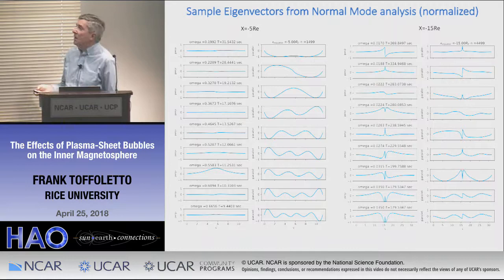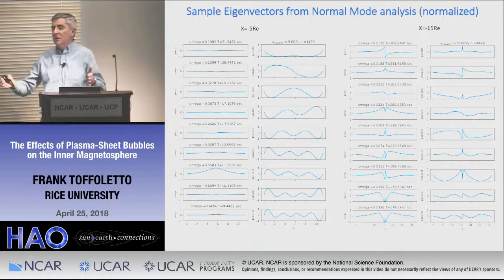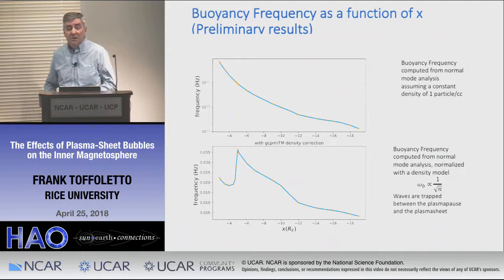So here the first buoyancy mode is shown in this particular frequency range. What we've done is we've taken a whole series of field lines starting from the inner magnetosphere going out into the tail, and tried to compute the buoyancy frequency as a function of distance down the tail. And this, I think, is a fundamental property of the magnetosphere. It's a very different kind of wave that's seen in the system.